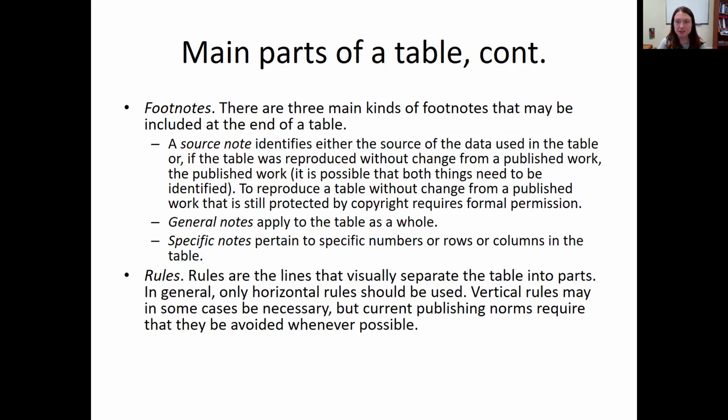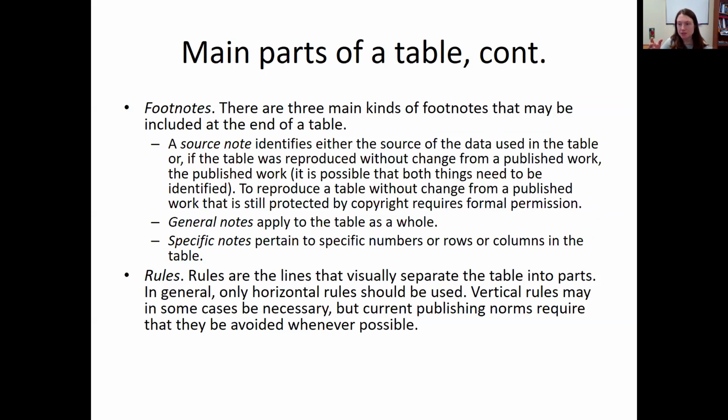Okay, so that wasn't all. There's a few more parts of a table. A really important part that sometimes gets forgotten are the footnotes. So at the bottom of the table, you're going to see something like notes or sources, and it talks about what exactly is in the table. So there might be a source note identifying the source of the data using the table.